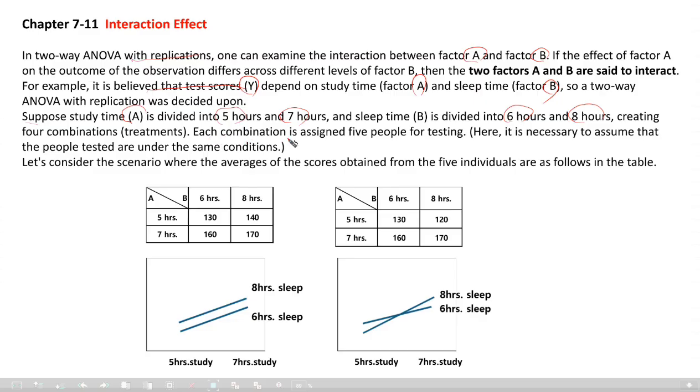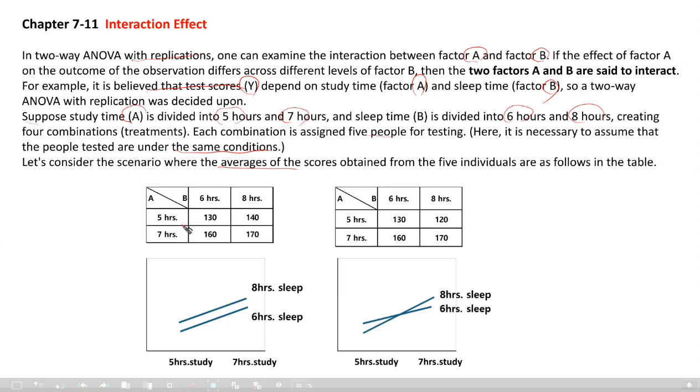And each combination is assigned five students for testing. Here, it is necessary to assume that the persons tested are under the same conditions. It is a pretty hard assumption anyway, right? The same condition. Let's consider a scenario where the average of the five student scores obtained from the five individuals is as follows in the table.